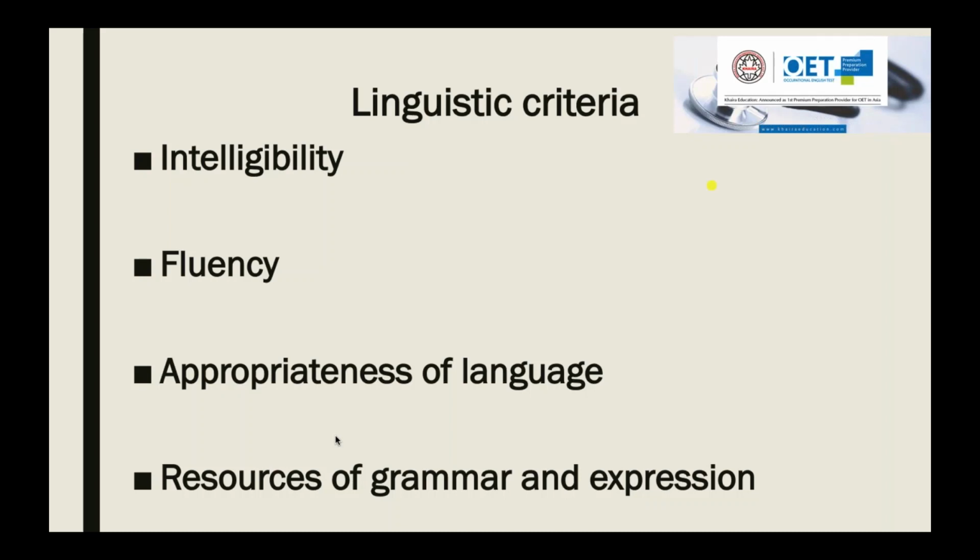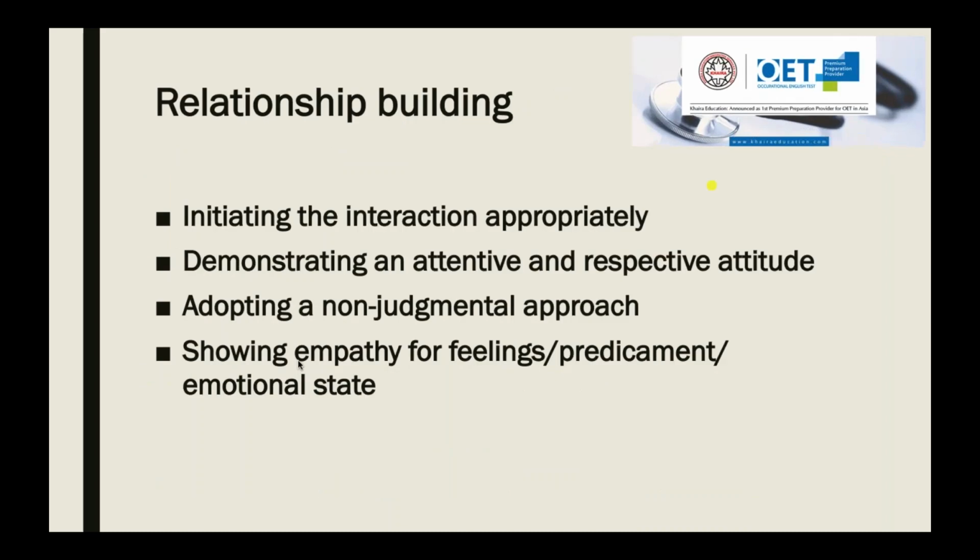And now let's see the communication criteria in detail. So the first one is relationship building, and relationship building has 4 sub-criteria. The first one is initiating the interaction appropriately. This means you should greet your patient in a friendly way, in a confident manner, in a welcoming manner to establish rapport with your patient.